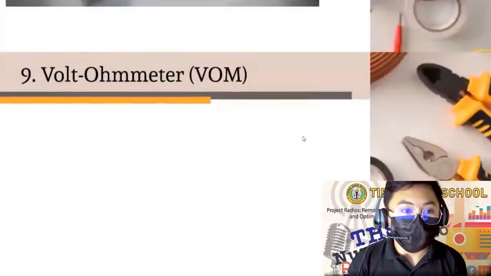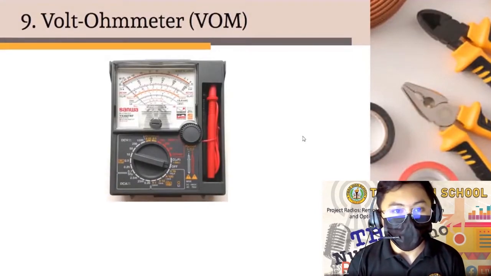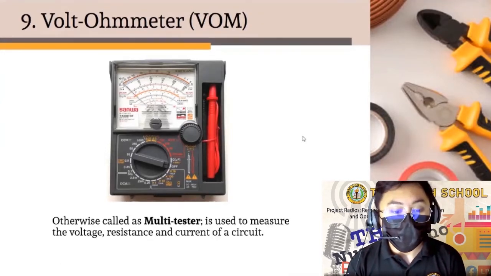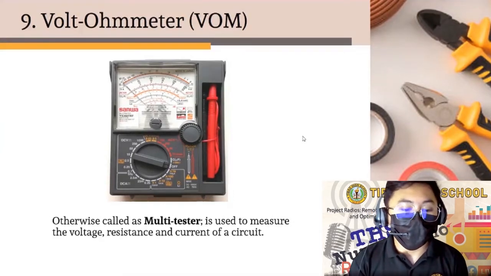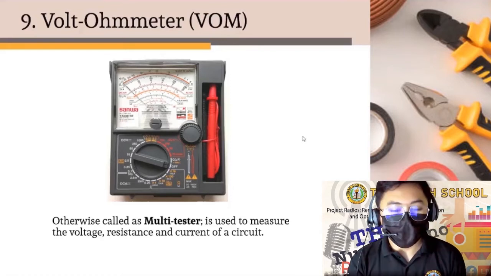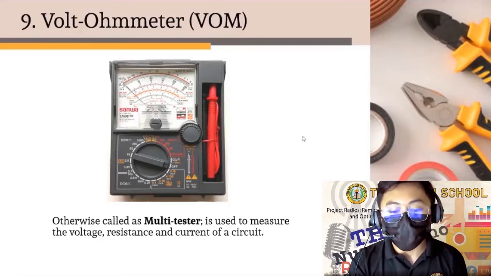Now, para sa huling instrument, we have what we call the Volt-Ohmmeter naman. So, a Volt-Ohmmeter, ayan, ganyan yung itsura niya. A Volt-Ohmmeter is also called the multi-tester. It is used to measure the voltage, resistance, and current of a circuit. Kaya naman ito tinawag na multi-tester dahil hindi lang iisang electrical unit of measurement ang kaya niyang i-measure, kundi 2, 3 or higit pa.